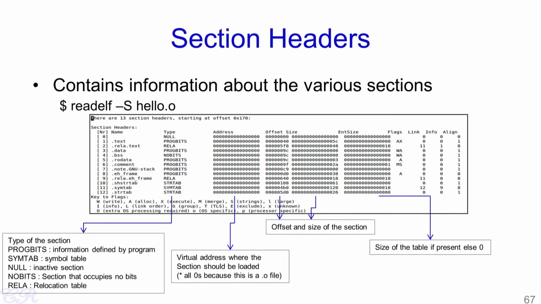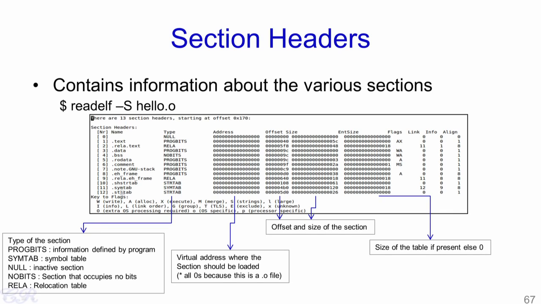Now, we will look in more detail at the section headers. In order to get a listing of the section headers, you could use readelf -S hello.o, which will print all the section headers present in the relocatable object hello.o. This is shown over here. We will not go into too much detail of this because not much is applicable for us, but just give an explanation about the various columns.